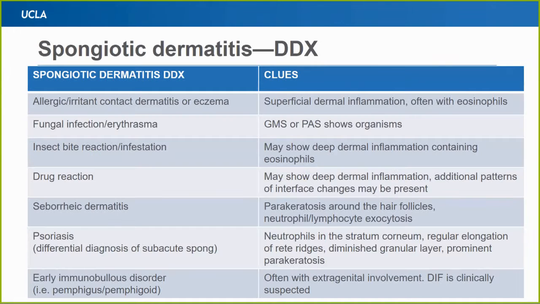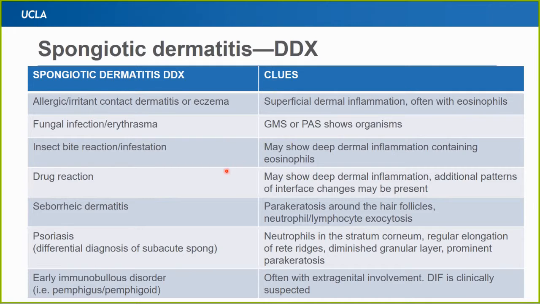These are some of the differentials to be considered when you see spongiotic dermatitis and the clues that favor certain etiologies. Here are some of the entities. First of all, as I mentioned just now, allergic irritant contact dermatitis, or sometimes eczema, show similar features of superficial dermal inflammation, often with eosinophils. Fungal infection and erythrasma should always be considered in the spongiotic dermatitis differential, and GMS and PAS should be performed to make sure it's not a fungal infection or erythrasma.